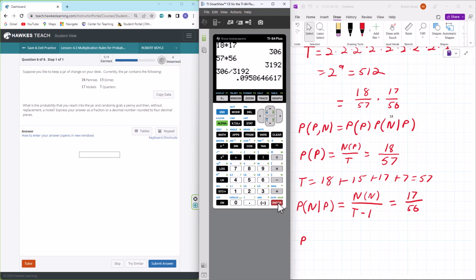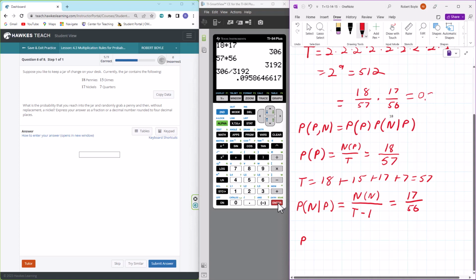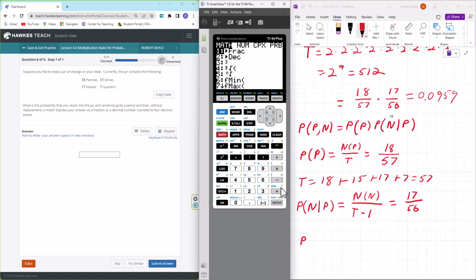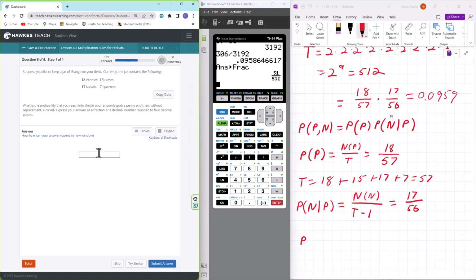I can either write down 0.0959. Notice that this is my fourth decimal place, that's 5 or higher, so I need to round up. Or I can see what the reduced fraction is by hitting math and then hitting enter twice. Enter, enter. Or I can write down 51/532. This is actually the reduced fraction. Either way will work. Let's go ahead and try the decimal, 0.0959. And there you go.